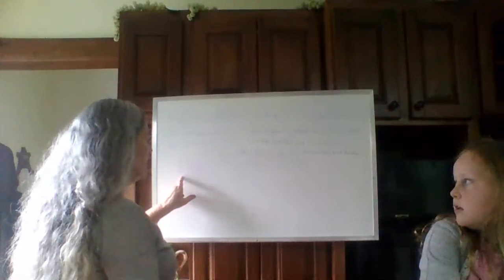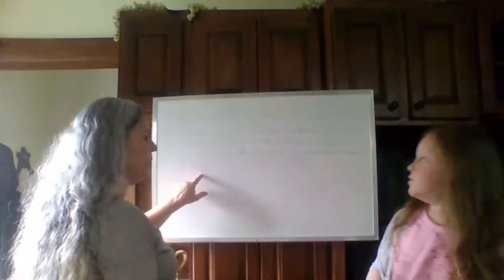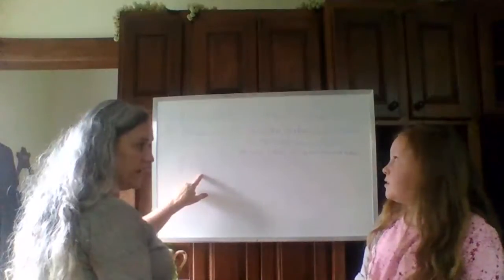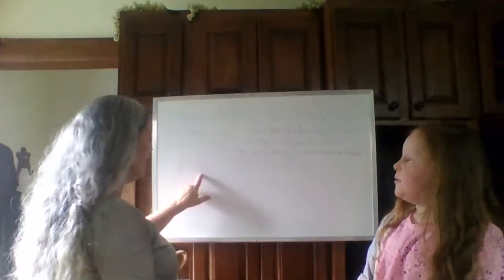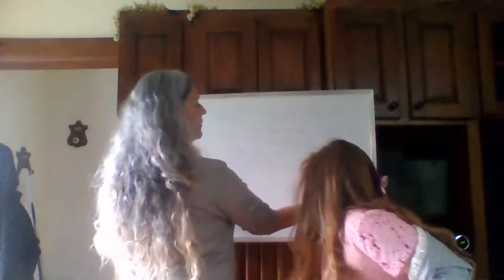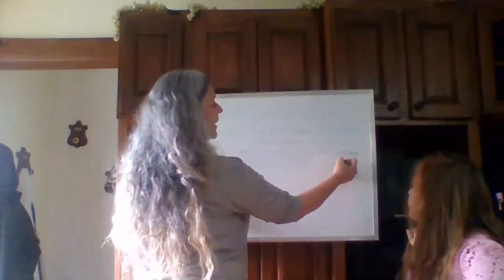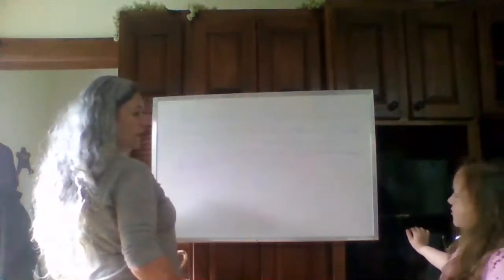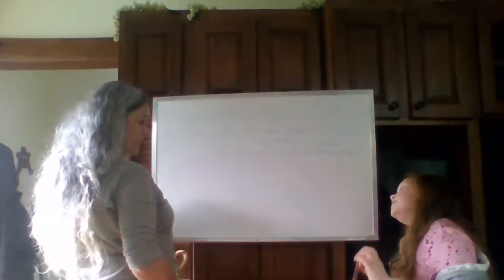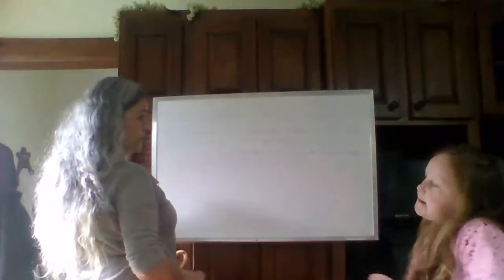We have 8, and we want to get to 16. Do we go up or down the number line? Up. If we go up, here are the 2 rules. If we go up, we're going to multiply. So we have to multiply for this one.